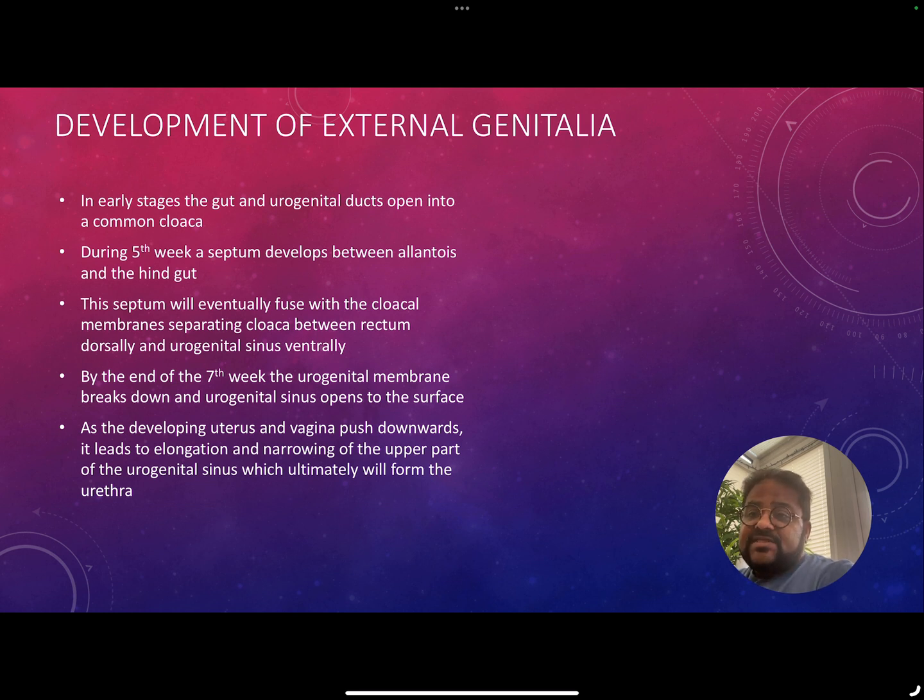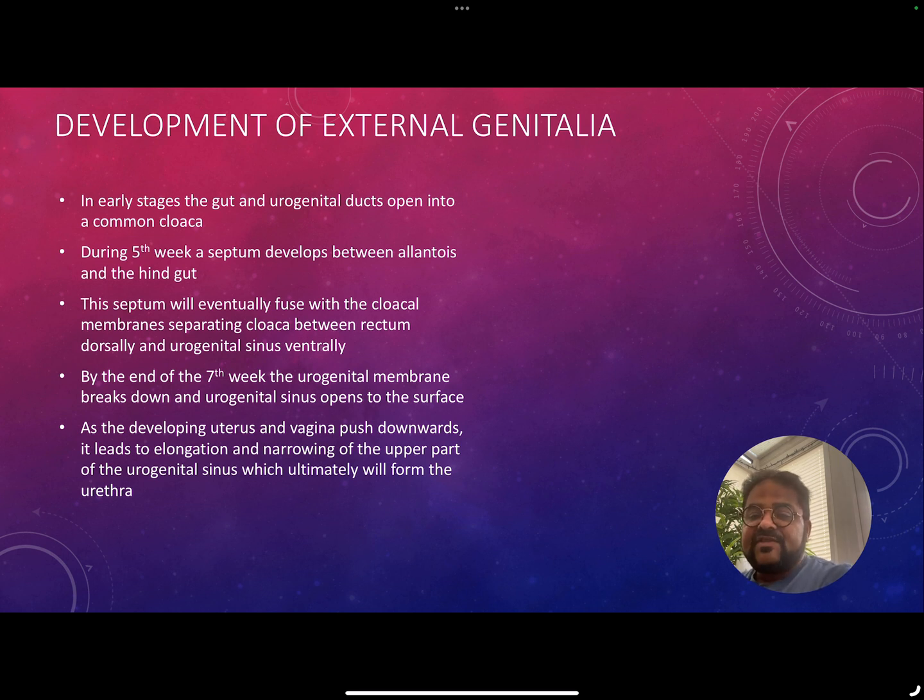Now, the external genitalia development. In early stages, the gut and the urogenital ducts open into a common cloaca. During the 5th week, a septum develops between the allantois and the hindgut, which will eventually fuse with the cloacal membrane, separating the cloaca into the rectum dorsally and a urogenital sinus ventrally, because the urethral as well as vaginal opening is in the same place. That's why it's a urogenital sinus.